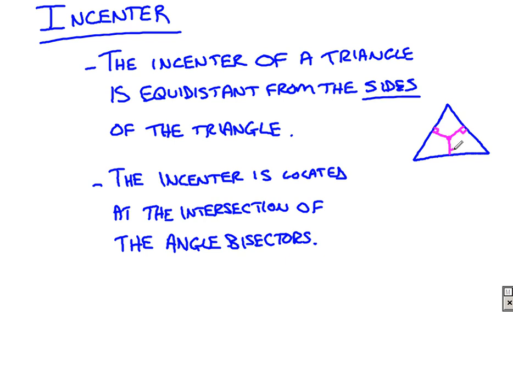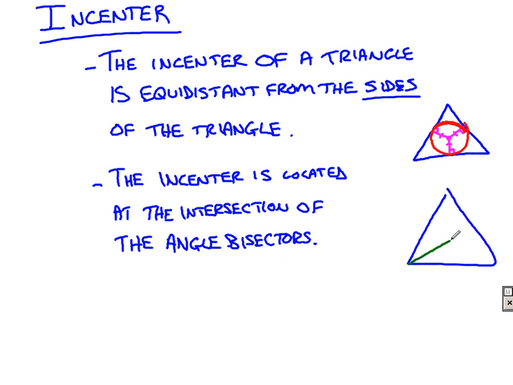So we're going to have three distances to the sides that are all equal to each other. And what that means is that we can create a circle inside the triangle that touches all three sides of that triangle. And where we find this incenter is from the intersection of angle bisectors.